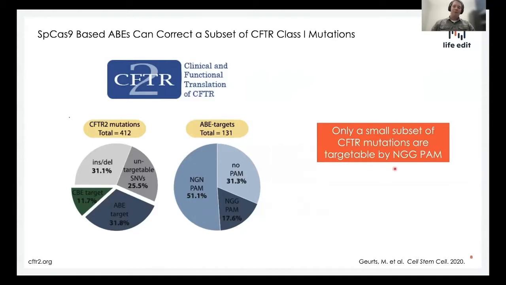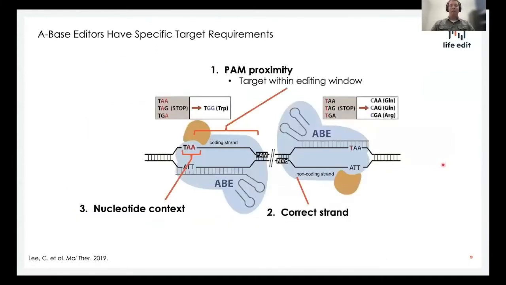In addition to the PAM requirements that are imposed by the nuclease itself, the adenine deaminase portion of the A-base editor comes with its own specific target requirements that further limit the number of mutations that can be targeted by an A-base editor. So, for example, when you tether an adenine deaminase to an RNA-guided nuclease, there's a certain distance between the target A and the PAM that is required that sets a specific editing window.